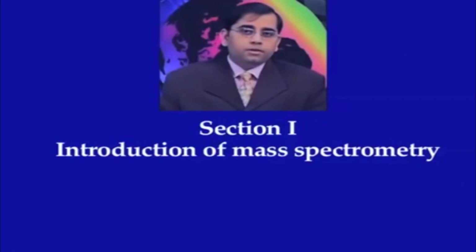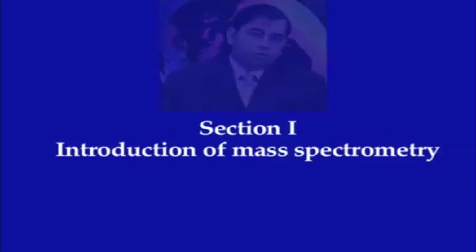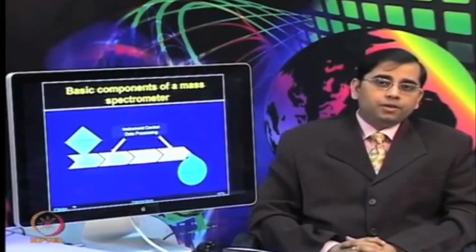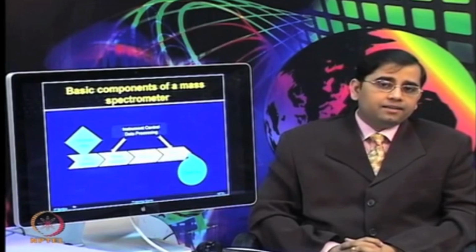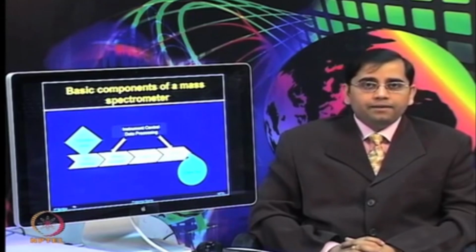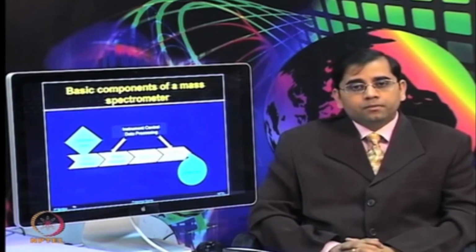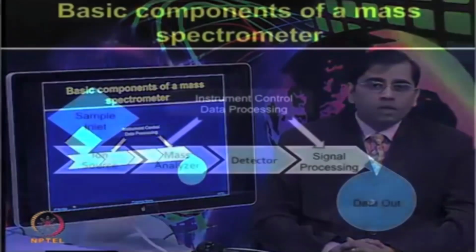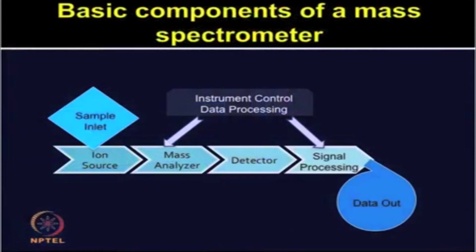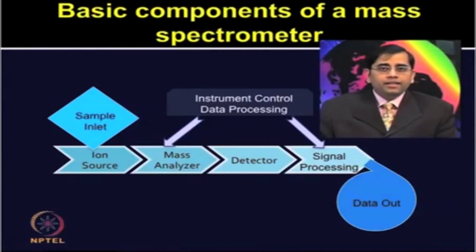Now, let us talk about different parts of the mass spectrometer. So, major components include the sample inlet, ion source, mass analyzer, detector, signal processing components, and data output. Let us look at each of these components in a little more detail. Sample inlet: it transfers a sample into the ionization source. The ion source or ionization source converts neutral sample molecules into gas phase ions.